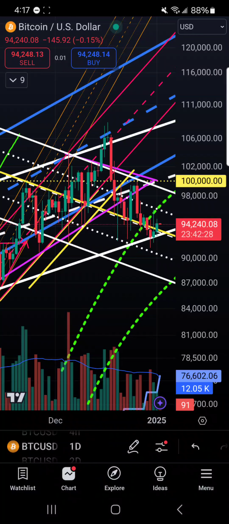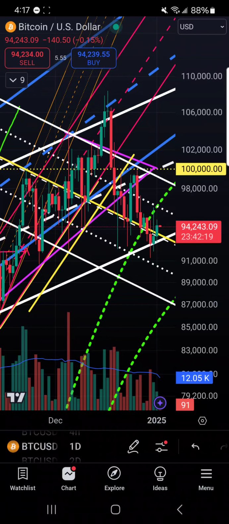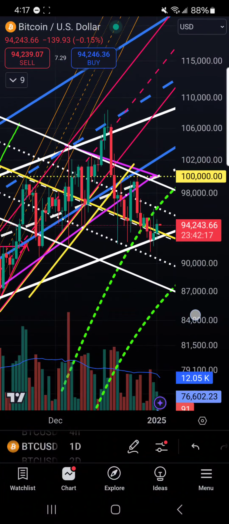Here we are looking at Bitcoin US dollar. Bitcoin versus US dollar on the Coinbase chart, because it has less lines than my other chart.